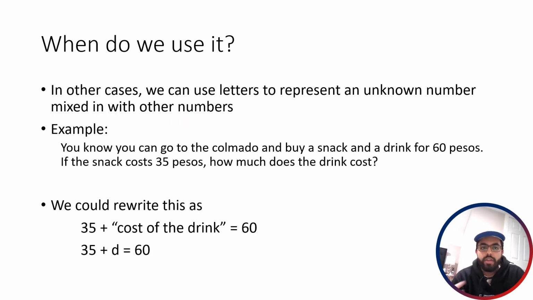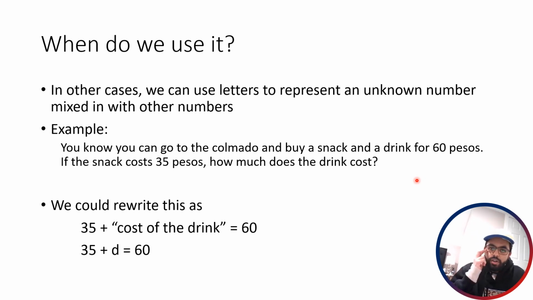Now, there are other situations sometimes. We've just talked about those two on the previous slide, but there are other situations where you can use a letter to represent an unknown number, this unknown value, when it's been mixed in with other numbers. And I've got an example to show you that as well. I'll let you read this example, but I'll read it out as well. It says, you can go to the colmado and buy a snack and a drink for 60 pesos, all combined, right? The snack and the drink is going to cost you 60 pesos. If the snack costs 35 pesos, how much does the drink cost?